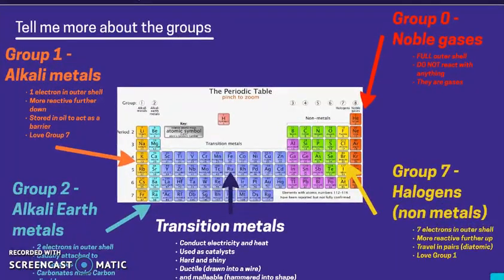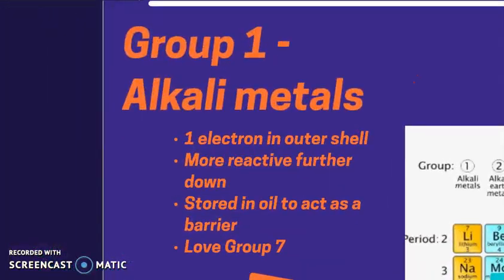So let's have a little look at the different groups and their properties. You may be asked to talk about some of these. So let's start with group 1. Group 1 are called the alkali metals because if I put the group 1 metal into water, it will start off being green with universal indicator because it's neutral, but when you put the metal in, it will turn the water purple because the metal has made the solution an alkali.